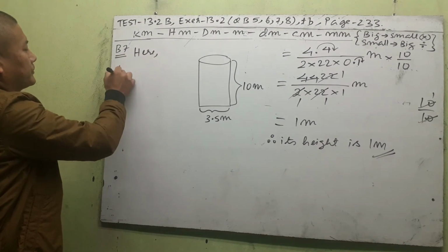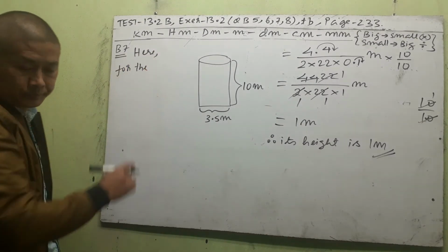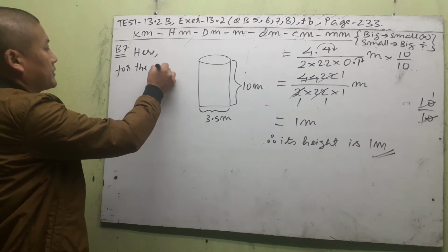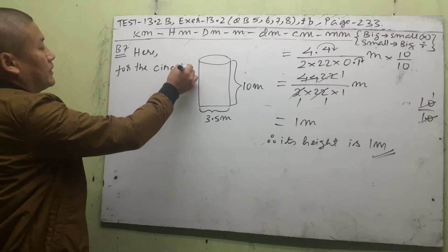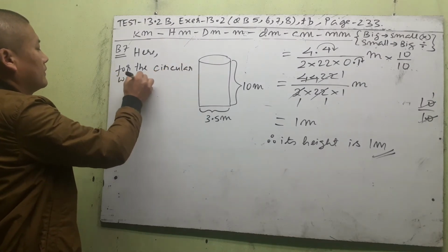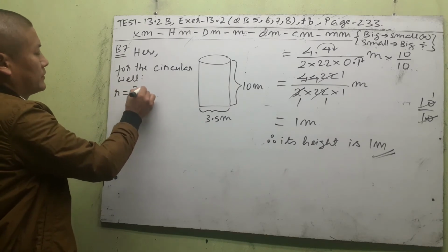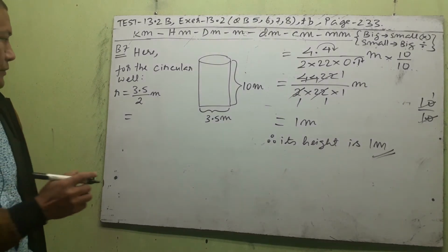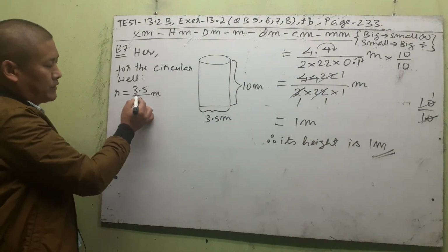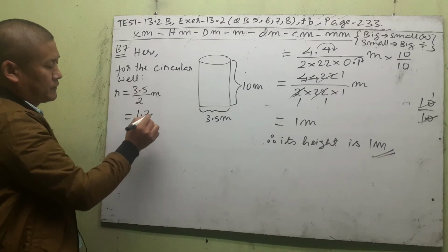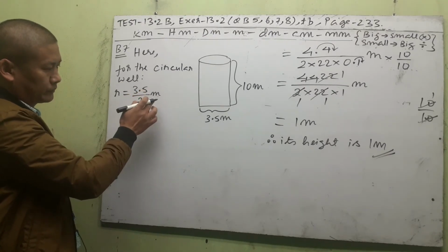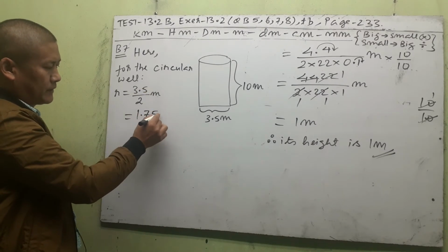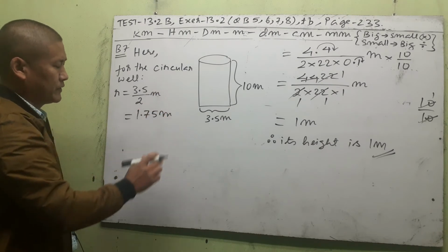So here, for the circular well, the word circular well means cylindrical. Circular well, R is diameter, 3.5 divided by 2 meter. Diameter divided by 2 is radius, so 2 ones are 2. 1 remainder goes behind the decimal, becomes 15. 2 sevens are 14. 1 in hand. Then a 0 can always be put, we make it 10, and then 2 fives are 10. So 1.75 meter.